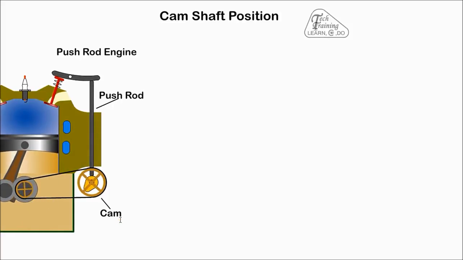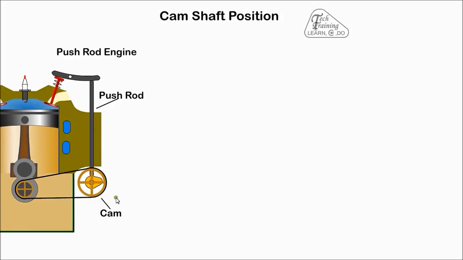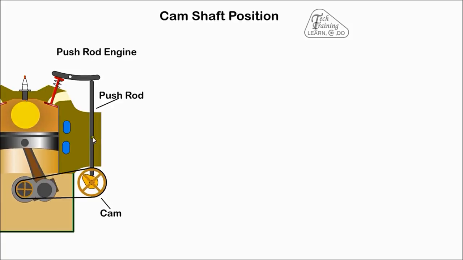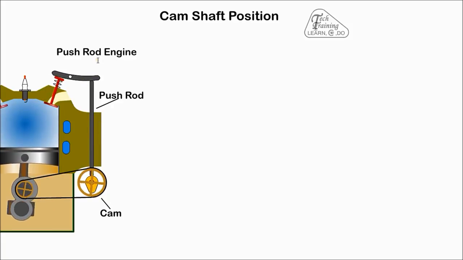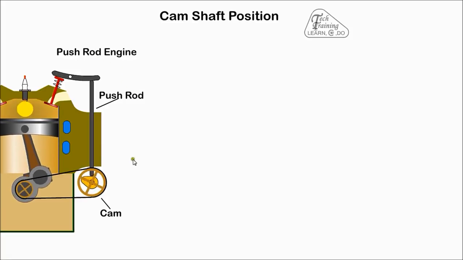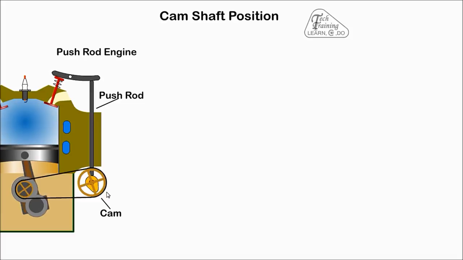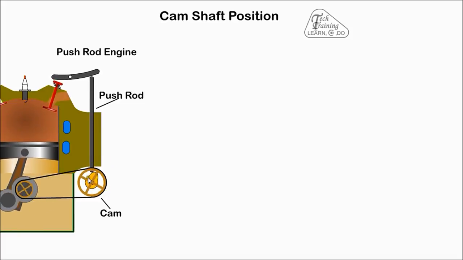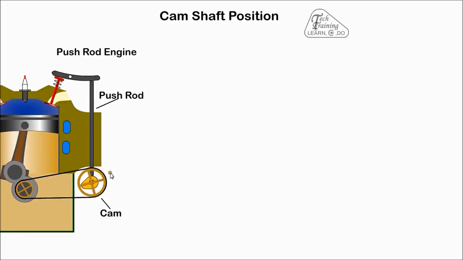There are various layouts for the camshafts. Early engines had the camshaft at the bottom of the engine. The valves were operated by push rods via rocker arms, hence the name push rod engine. An advantage of this design was that it was easy to lubricate the camshaft with oil. However, at high speeds, the rods were prone to lose contact with the cams due to their inertia.